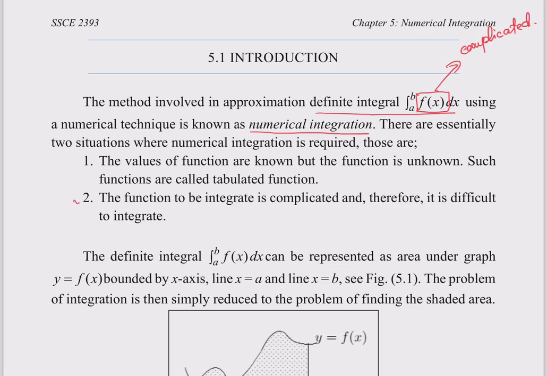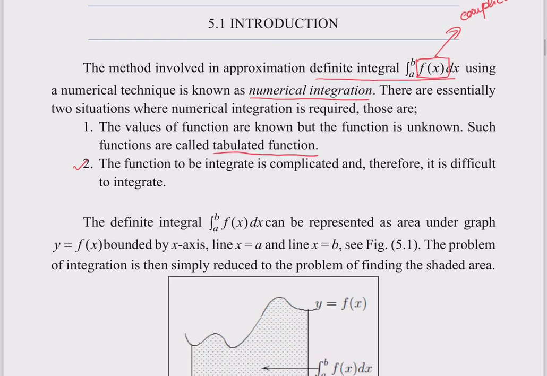In this case, the function to be integrated is complicated, and therefore it is difficult to integrate. And sometimes from an experiment we can also have a tabulated function, meaning that at certain points we have certain values, so we cannot integrate analytically by using substitution and so on. In this case also we need to use numerical integration.